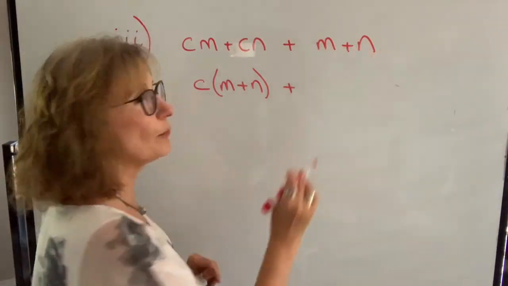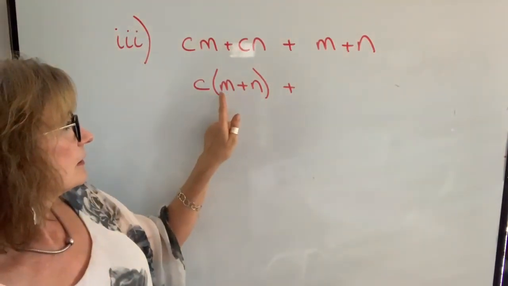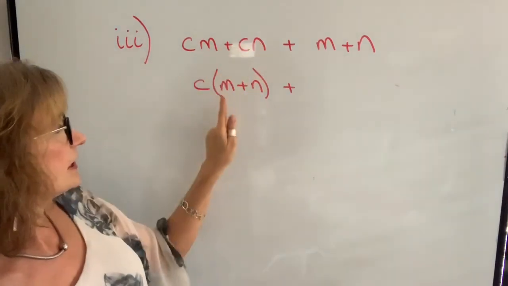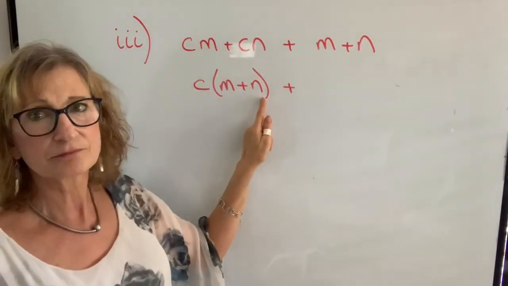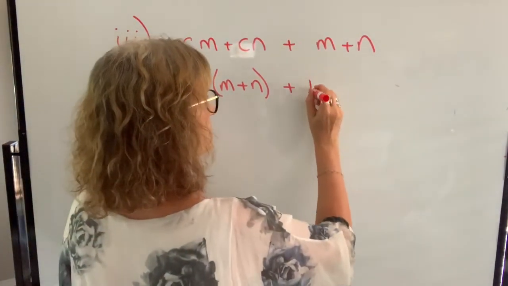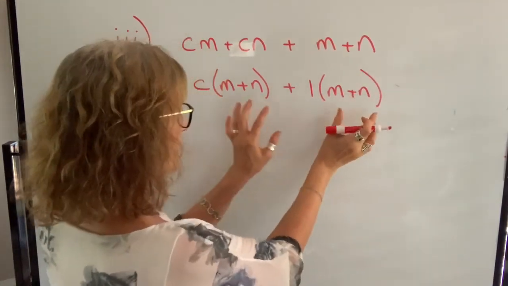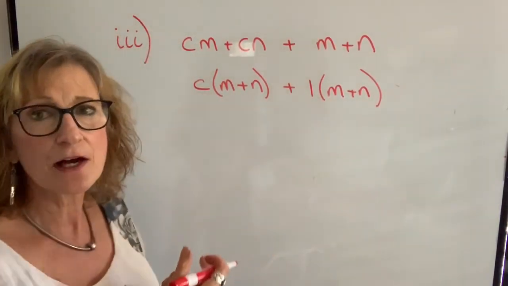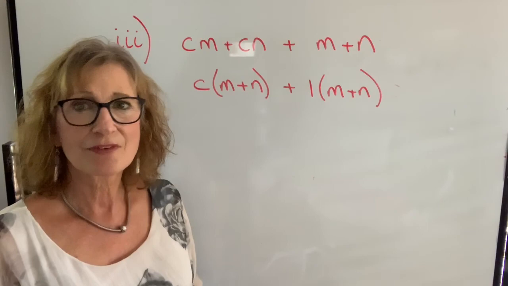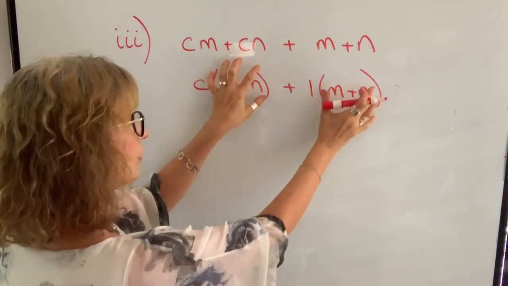Now there's nothing common to those two terms. However, I noticed that this term contains a factor of m plus n. That means that I can express this as 1 times m plus n, so that I have the same factor in both terms. Now I'm back to where I was in the last examples, where I have a common factor to each term.